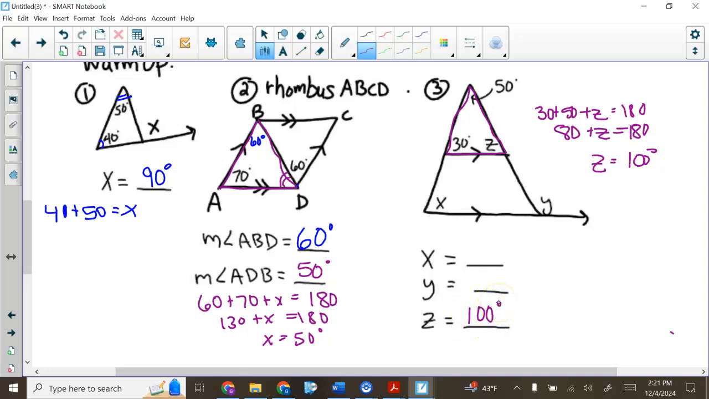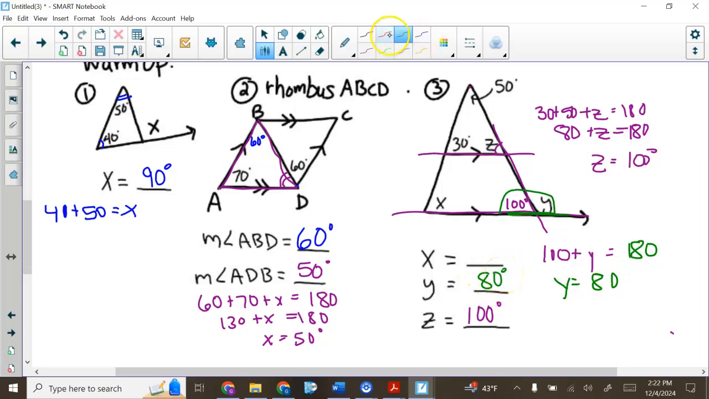Now that kind of helps us figure out y as well, because if these lines are parallel, cut by transversal, if that z is 100, well then by corresponding angles, this angle is also 100. So then 100 plus y, those make a straight line right there. So together those 2 angles equal 180 degrees. So we can subtract 100. So y is 180 minus 100, or just 80 degrees.